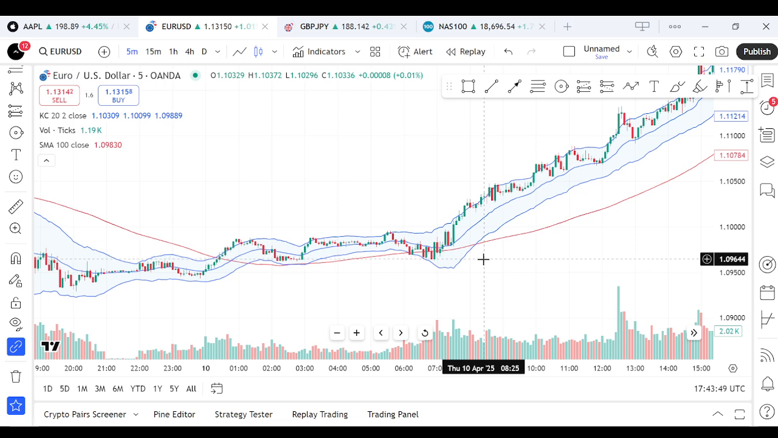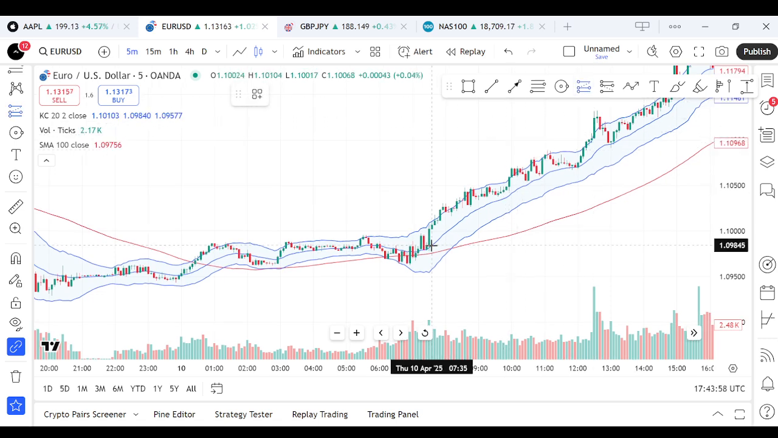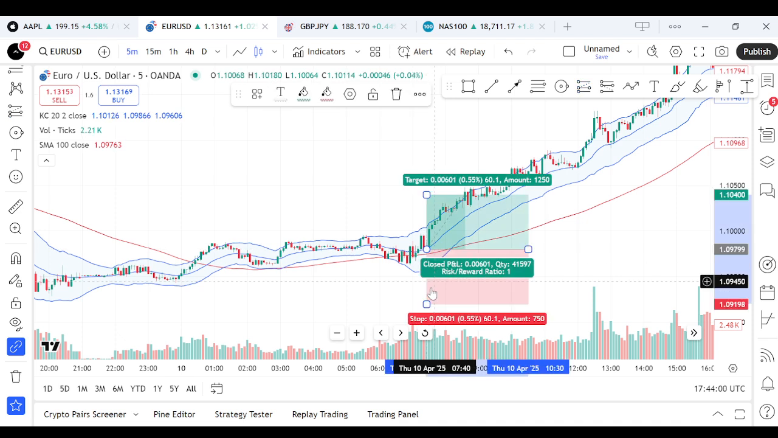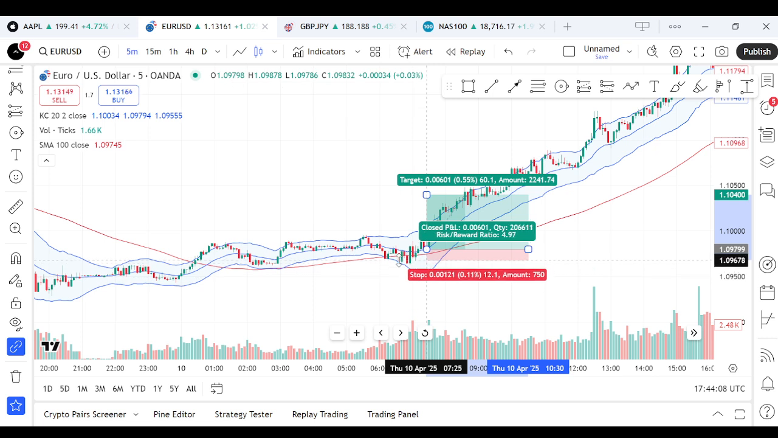So after all of this, after all these conditions are met, trend confirmation, pullback to the middle line, and momentum alignment, you can enter your trade. We have our pullback to the middle line happening here. Stop loss, you can place it below our Keltner channel, or you can also place it below the middle line. Either way, you can also place it below that swing low right there.